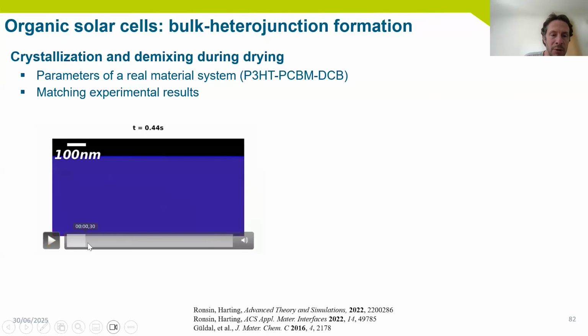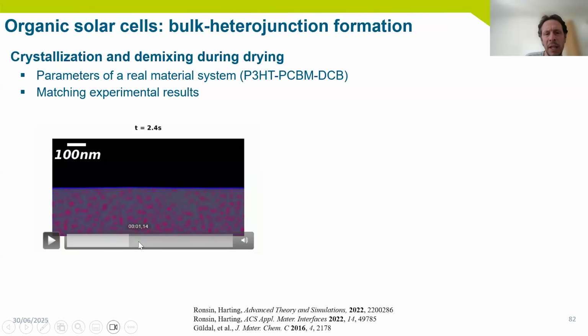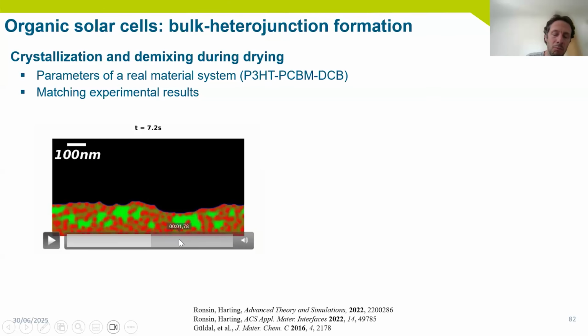I will stop at some point to describe different things. So you have solvent drying, and at some point you see red dots appearing. These are P3HT crystals. A little bit later, you see these very green regions appearing. These are nearly pure PCBM phases, which appear through demixing in the amorphous phase. Then you remove solvent, everything purifies, and at the end you have green amorphous PCBM phases, red crystalline P3HT phases, and in brownish, an amorphous mixed phase.